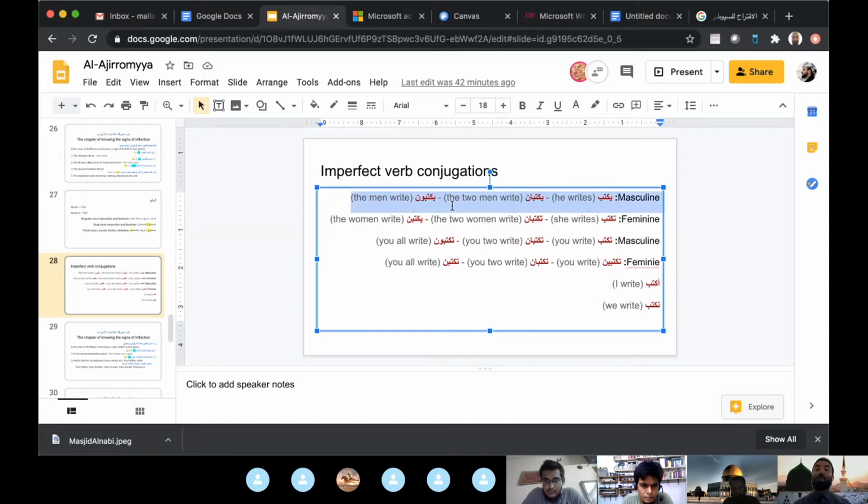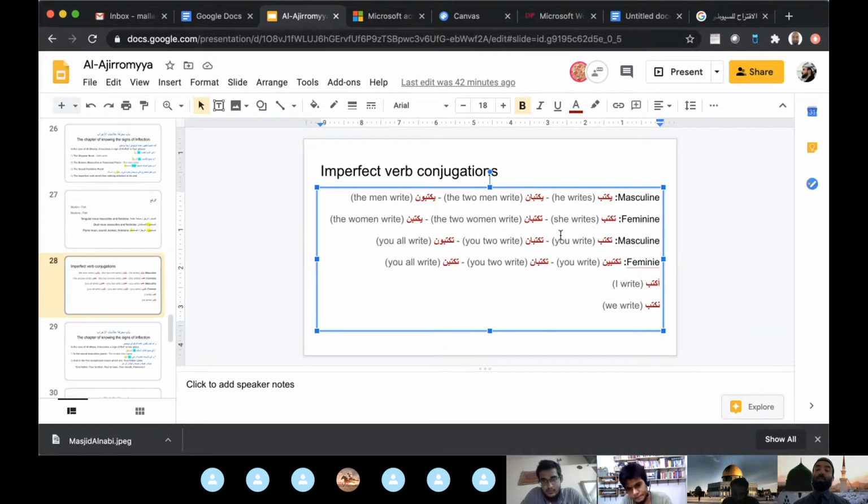Yaktubani means the 2 men write. You see how an alif and noon was added here? Now this is not an alif here. Do not confuse an alif with a sign of inflection. We'll talk about what alif means. Alif here is a pronoun. For now, just realize that alif here is a pronoun, and it's not necessarily a sign of inflection like it is in the dual noun, right?